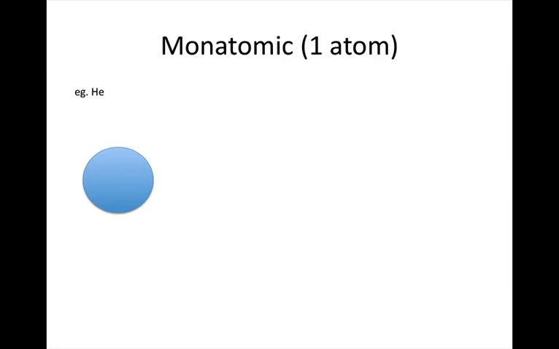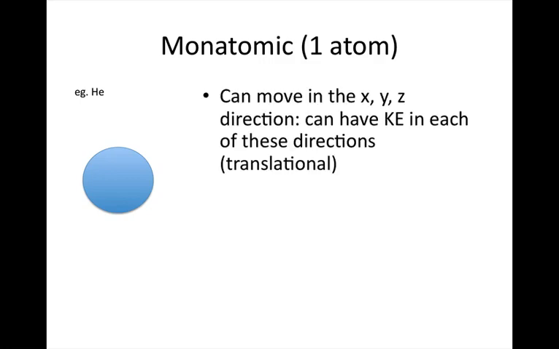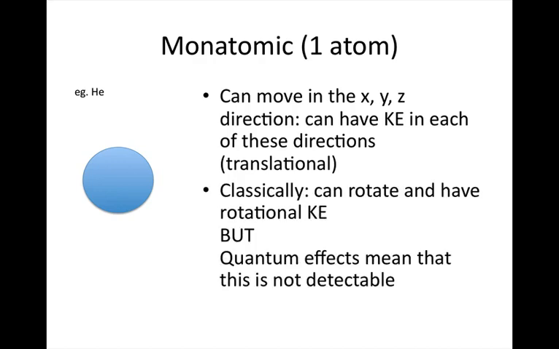Let's look at a few specific cases. Monatomic, so this is just a single atom. Helium, argon, or the noble gases are found in this form. A helium atom can move in 3 directions. It can move in the x direction, the y direction, and the z direction. So there's 3 ways it can store kinetic energy. So it's got 3 translational degrees of freedom.